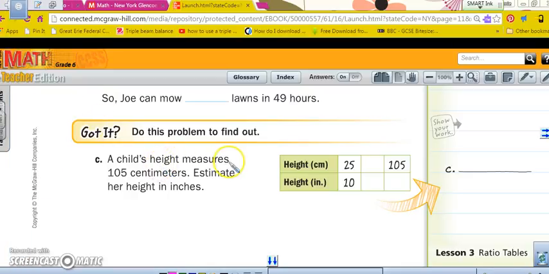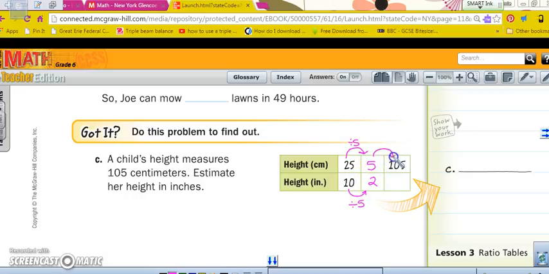A child's height measures 105 centimeters. Estimate their height in inches. So, I have 25 and 10. Can I go from 25 to 105? No. Let's divide them both by 5. They both can be divided by 5. So, bottom and top: 25 divided by 5 is 5. 10 divided by 5 is 2.